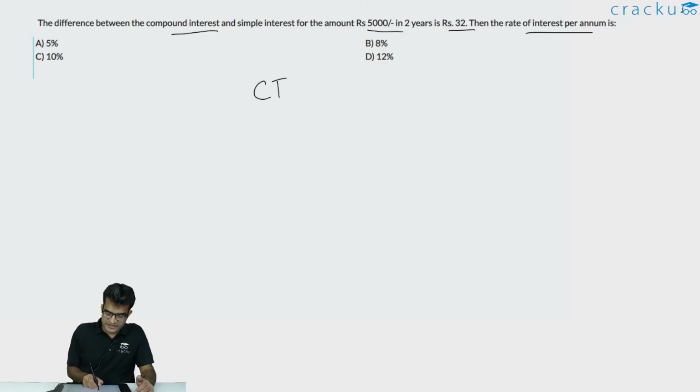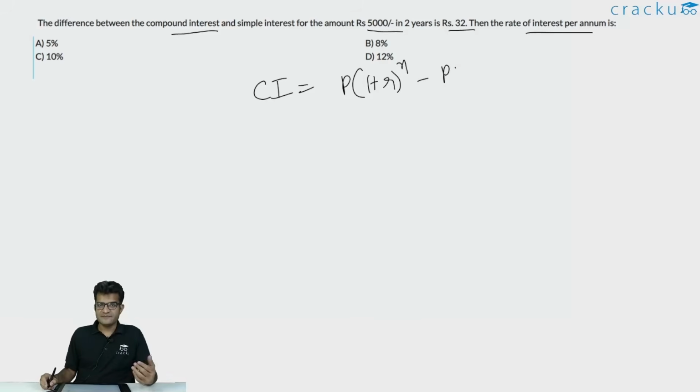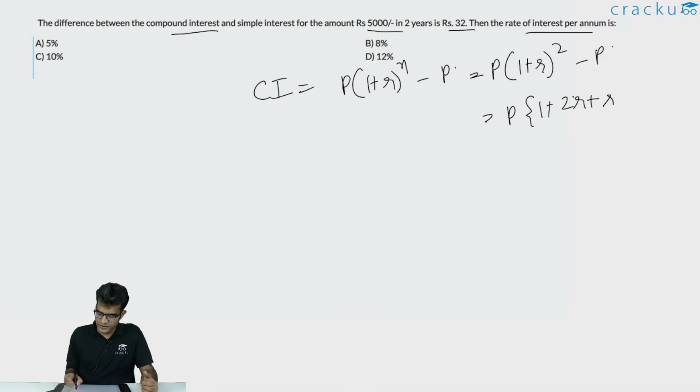The compound interest for a period of n, when the principal is p and the rate of interest is r, is equal to p into (1 plus r) whole to the power n minus p. Because the time period is given to be 2 years, this is equal to p into (1 plus r) whole square minus p. This is equal to p into (1 plus 2r plus r square) minus p, which is equal to 2pr plus pr square. This is the compound interest on a principal of p at a rate of interest of r for 2 years.